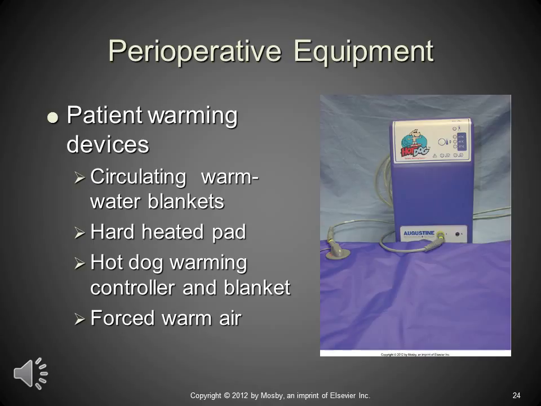Other perioperative equipment that we're going to need to be aware of: patient warming devices. Certainly these patients, because of the nature of what we're doing, because we have body cavities open, because we're giving drugs that induce hypothermia, because they're not active, these guys get cold. And so we want to make sure that we provide supplemental warming or do everything we can to prevent them from getting hypothermic. That includes circulating warm water blankets, warm heated pads, the hot dog warming controller and blanket, and of course the forced air warmers, which we commonly refer to as Bair Huggers.